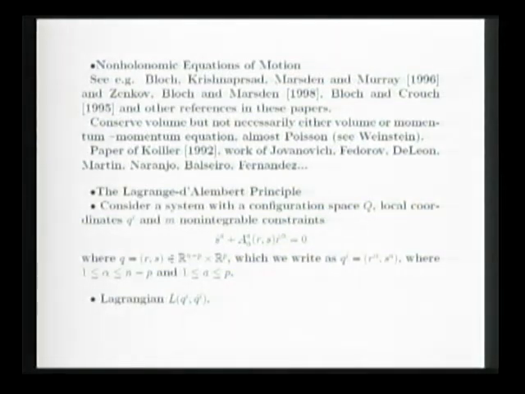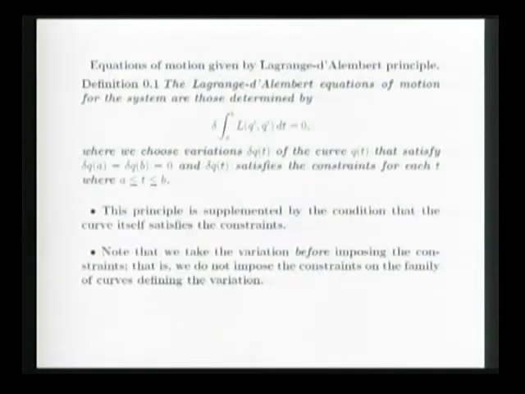I have constraints that in general look like this, mixing up the variables which I've called S and R. I have a Lagrangian, and the dynamics is given by this Lagrange-D'Alembert principle. So I take variations, integral a to b of L dt, and I choose variations, delta q of the curve, that satisfy these endpoint conditions and satisfy the constraints for each t. And the principle is supplemented by the condition that the curves satisfy the constraints.